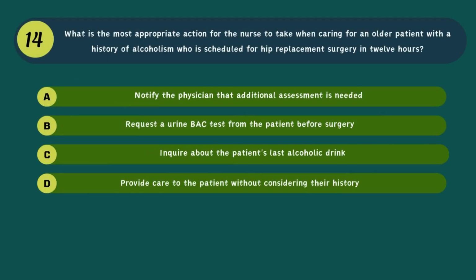Question 14. What is the most appropriate action for the nurse to take when caring for an older patient with a history of alcoholism who is scheduled for hip replacement surgery in 12 hours? A. Notify the physician that additional assessment is needed. B. Request a urine BAC test from the patient before surgery. C. Inquire about the patient's last alcoholic drink. D. Provide care to the patient without considering their history.